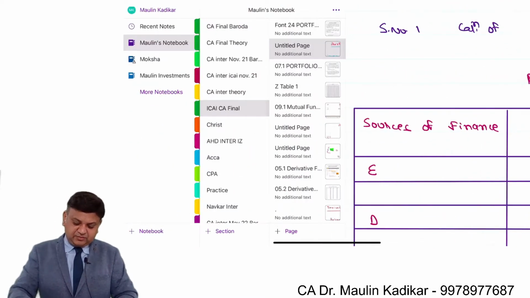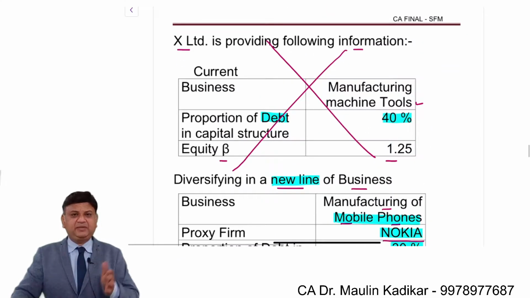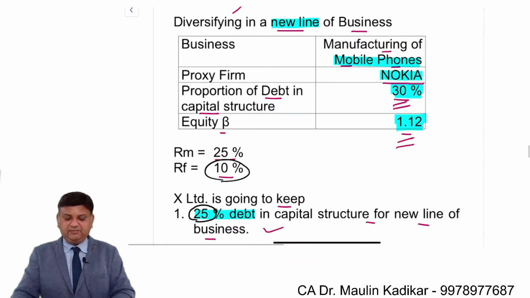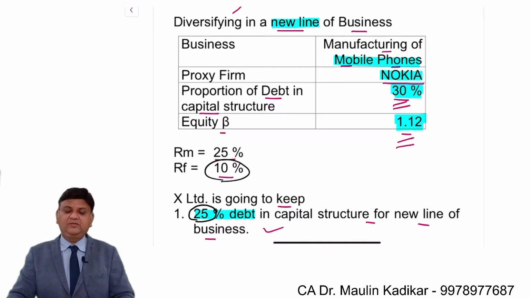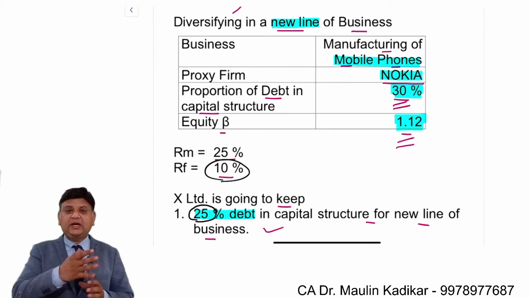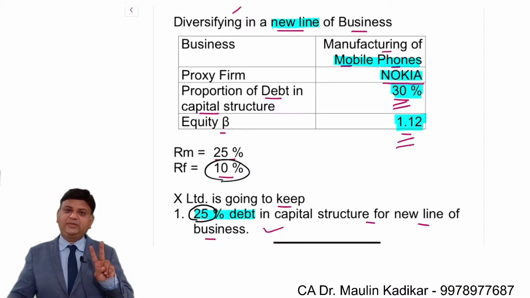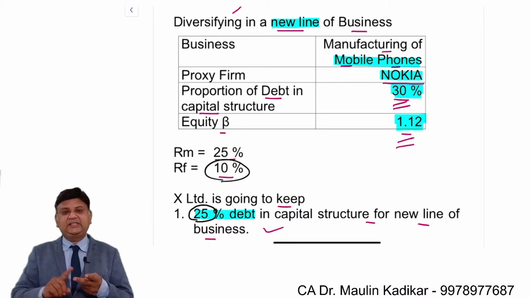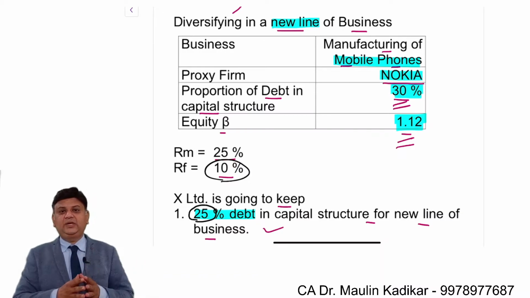Now we started with a question wherein we understand we have been provided that there is a company called X Limited which is entering into a new line of business, that is manufacturing of the mobile phone. For that line of business, we have been provided that say NOKIA company is a proxy firm. For the NOKIA company, two pieces of information have been given: proportion of the debt financing in the capital structure and second, equity beta. Taking this into account, we make the calculation of the beta of unlevered equity.